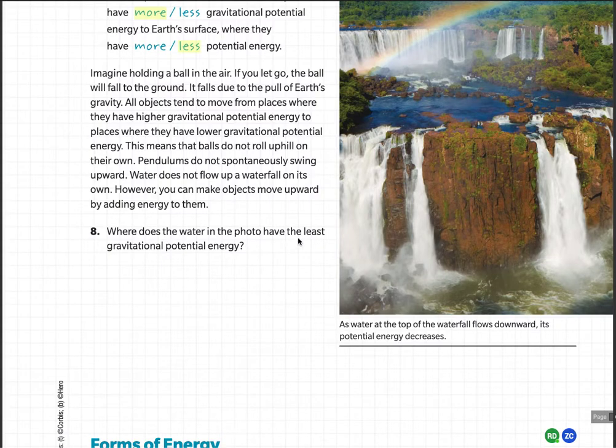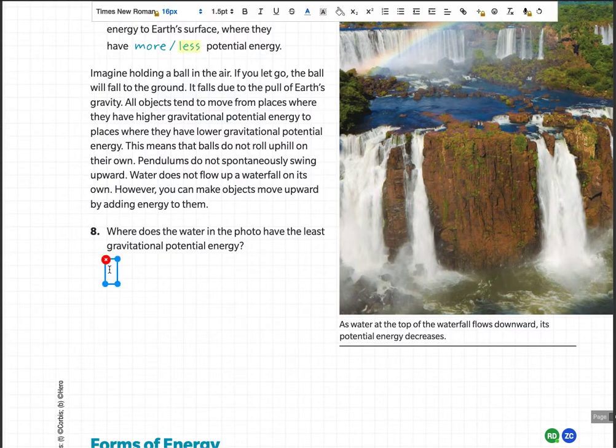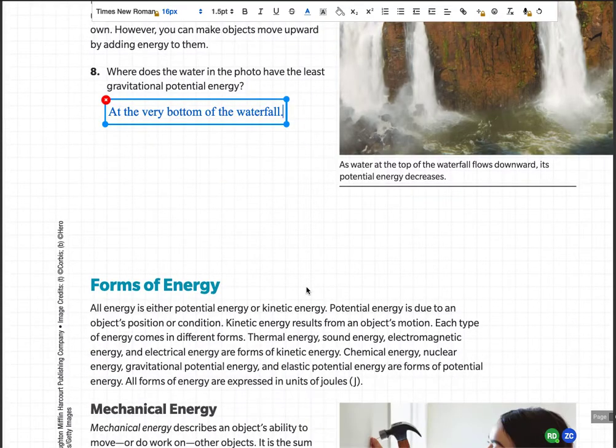Where does the water in the photo have the least gravitational potential energy? At the very bottom. So the lower down you go, the less potential energy you would have.